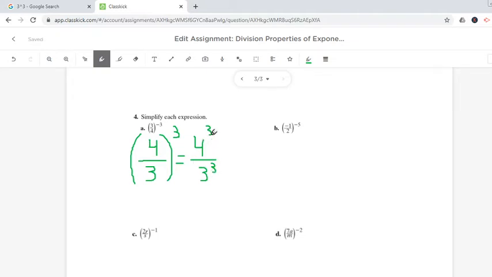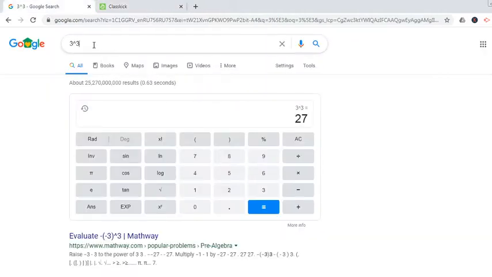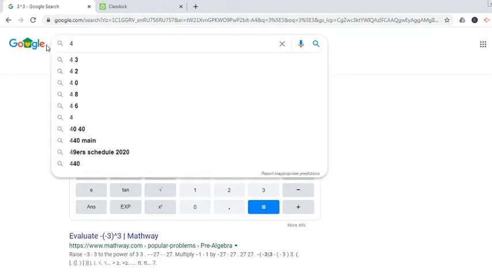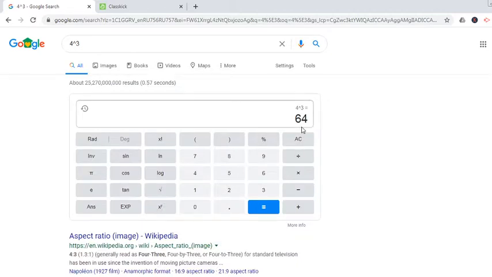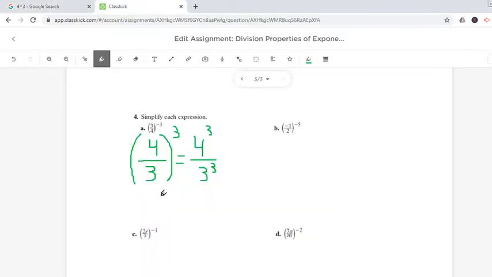Now let's see, 4 cubed, what is that? We'll just put it in our calculator. So 4 cubed, that is 64. So we have 64 over 3 cubed. Well, 3 times 3, 9 times 3, 27. All right, and this is our answer.